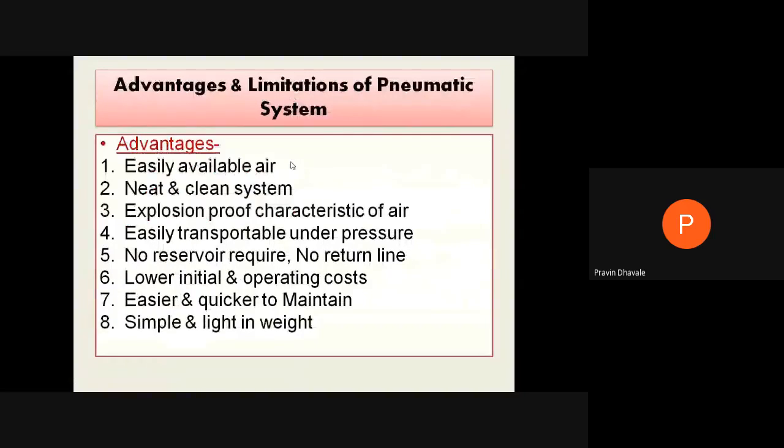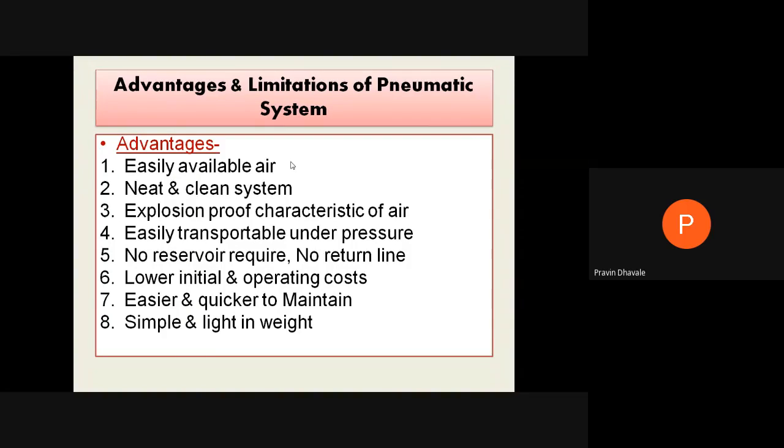Now we are dealing with the advantages and limitations of the pneumatic system. What are the advantages of the pneumatic system? The first advantage is the easy availability of air. Whatever air we are using will be the working medium for the pneumatic system. It will be easily and freely available anywhere, right? In a pneumatic system, we are using air as a working medium, easily and freely available anywhere.